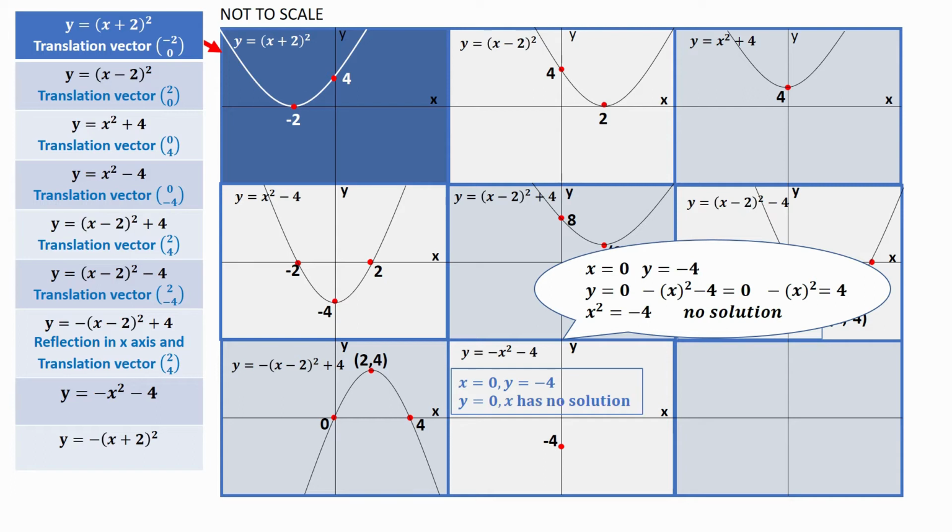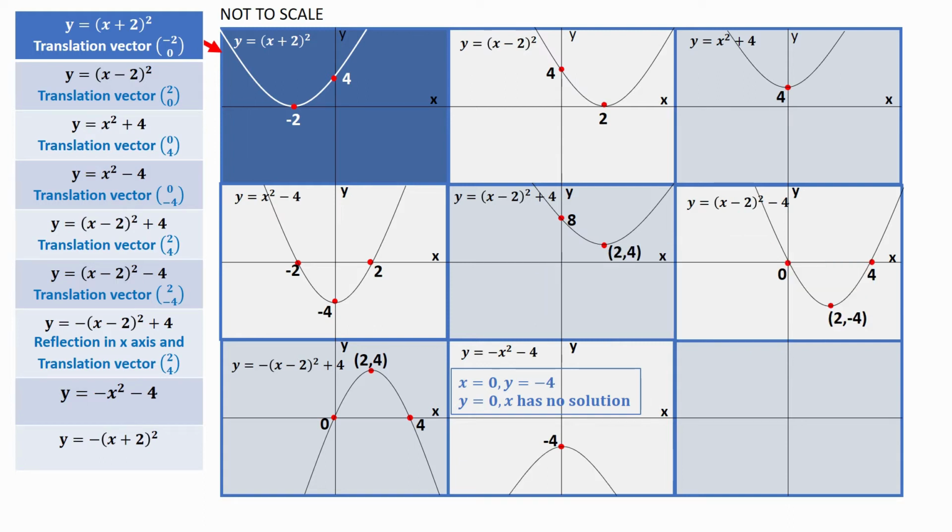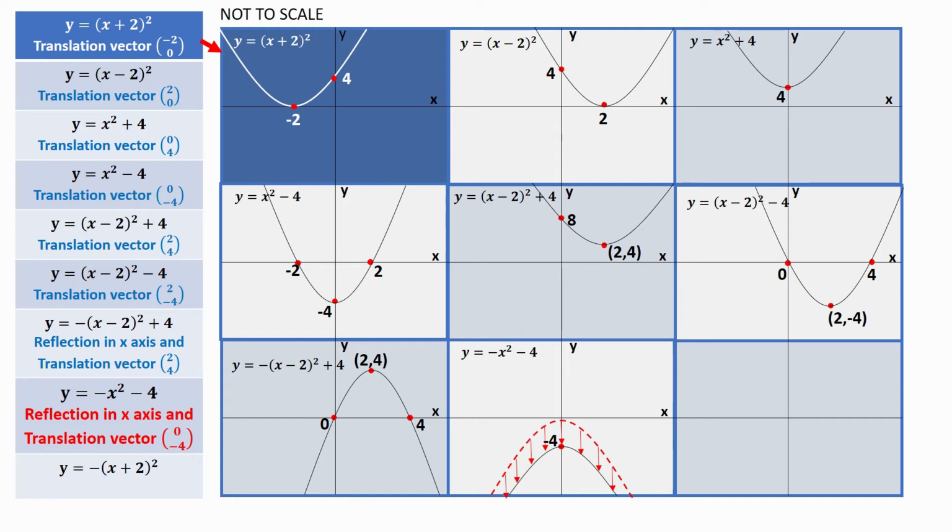Any value of x other than 0 would give a value of y less than negative 4. So (0, negative 4) must be the turning point, and the y-axis a line of symmetry, giving this curve. Drawing y equals x squared and reflecting in the x-axis to give y equal to negative x squared. Each point on y equals negative x squared moves 4 units down. So the transformation is a reflection in the x-axis followed by a translation with vector (0, negative 4).